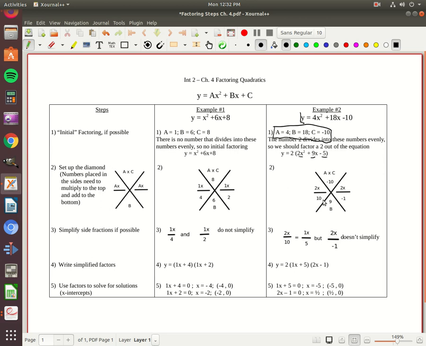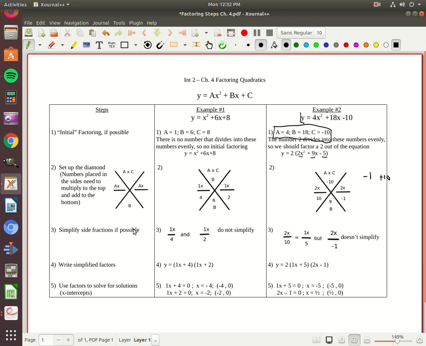So now, how do I get a negative 10 and a 9? Well, 1 times negative 10 is negative 10, and 1 minus 10 is negative 9, so that wouldn't be it. So what if I reverse them? Negative 1 times 10 is negative 10. Negative 1 plus 10 is positive 9. That would make more sense. So you can see I have 2x over 10 and 2x minus 1.